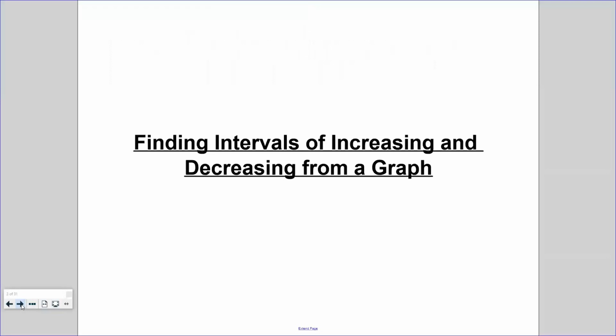All right, so first we're going to start off with kind of a review, but kind of not. We're going to be finding intervals of increasing and decreasing from graphs. This is something that I'm sure a lot of you did in pre-calculus. So that's why it's the review part, but then we're going to add in little snippets of calculus to explain why this is called this, or why that happens. So it's a review, but a review with some calculus words.